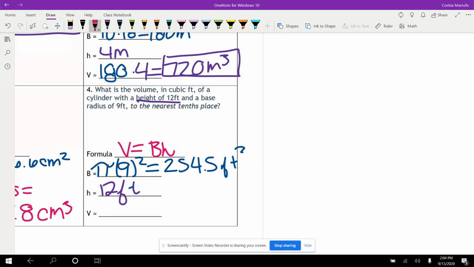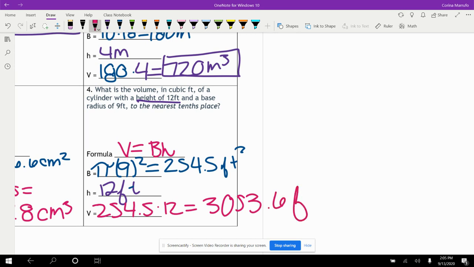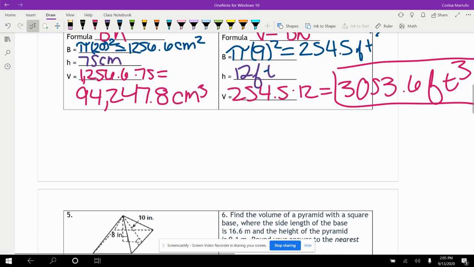So now that we have our base and our height, we can go ahead and plug it into our volume formula. So volume equals 254.5 times 12. And when I plug that into my calculator, we get 3,053.6, and our units are feet cubed. All right, let's look at our next one.